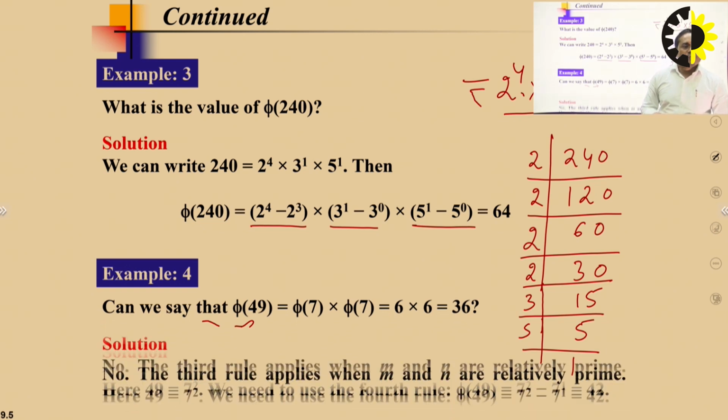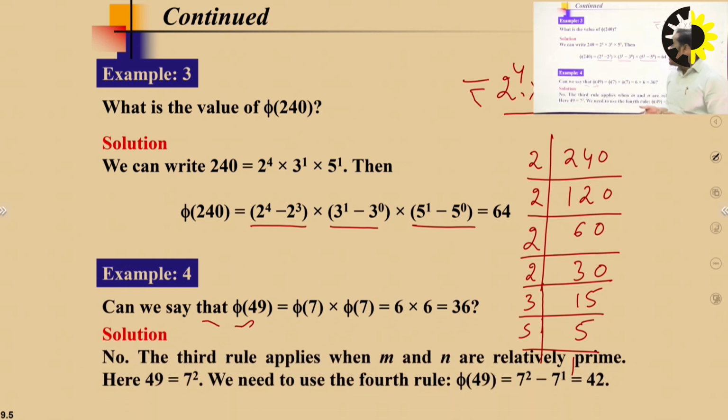Now in example 4, how can you say that phi 49 equals phi 7 into phi 7? The question is, is this answer correct? Actually this answer is not correct.